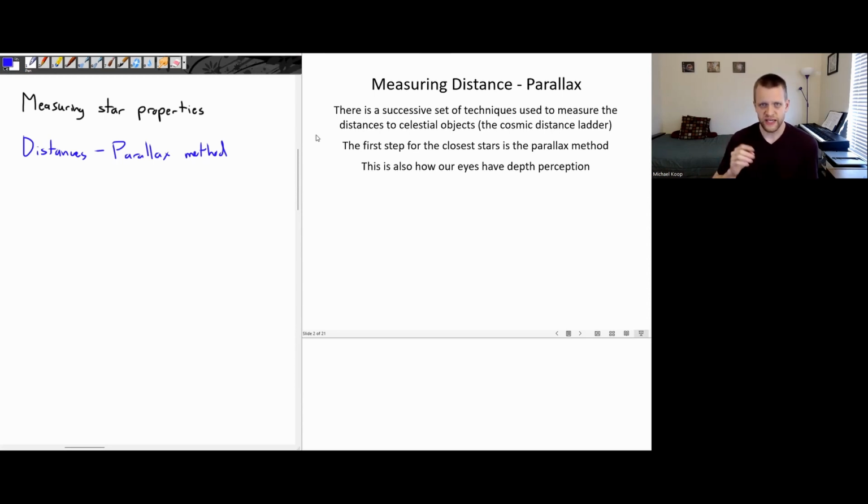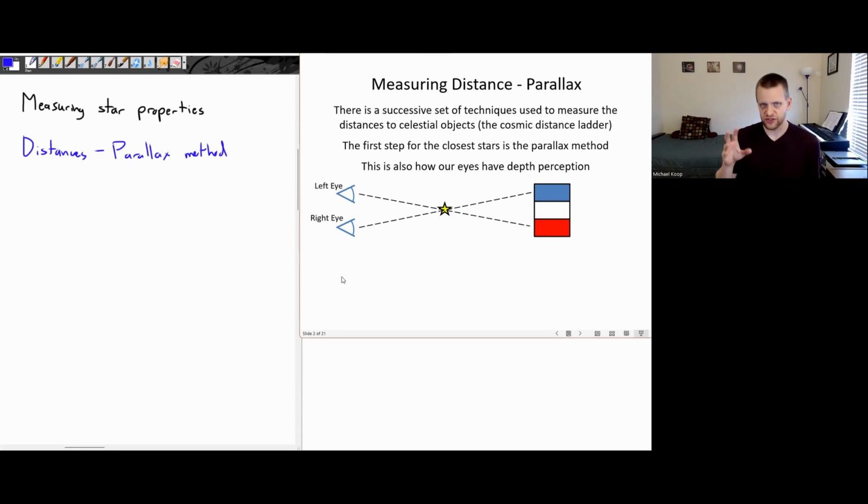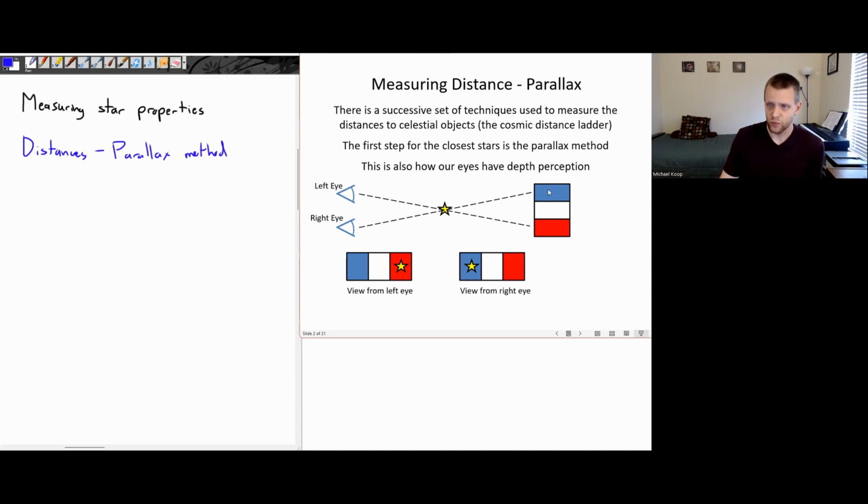Well, one key aspect is that we have two eyes. And our two eyes, when you look at something through your left eye or through your right eye, it will see a slightly different image. So let's say I'm looking at this star and I have this colored background and I'm looking through my left and my right eye. Well, my left eye, based on what it sees, it's going to see this object in front of this red panel. My right eye will see the object in front of the blue panel.